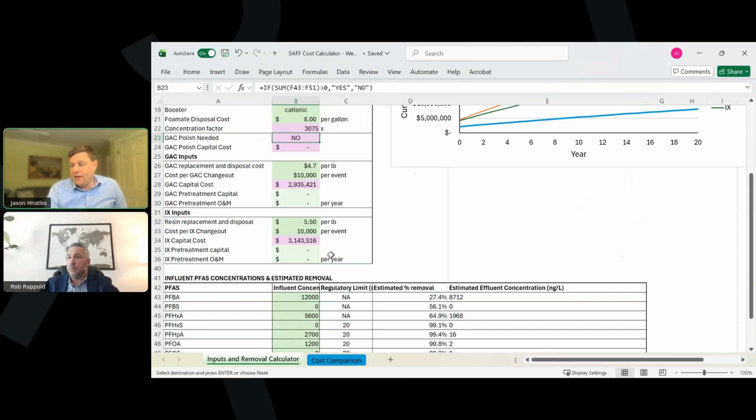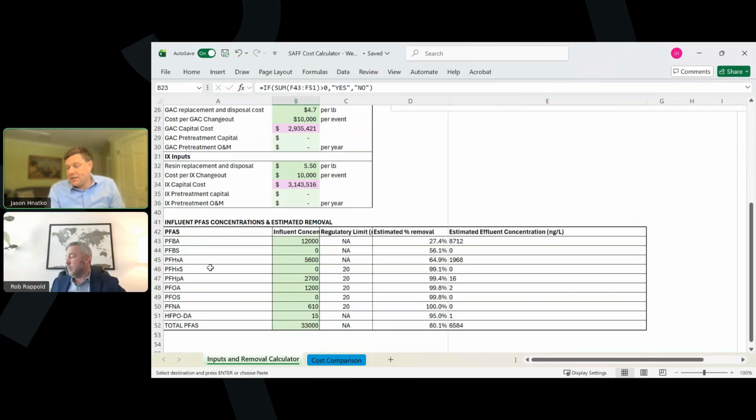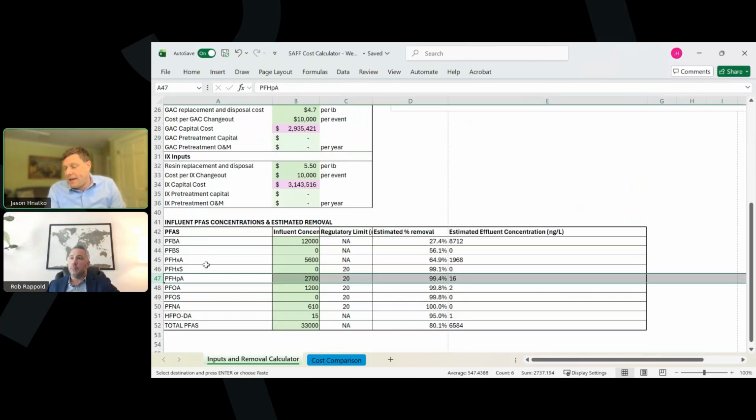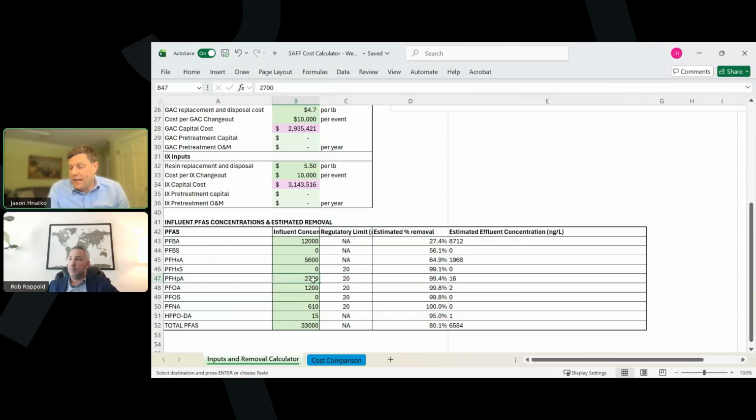And primarily, the driver for that is actually this PFHPA, which is very rarely going to be your driver for treatment. But in this case, because it's part of the Massachusetts regulatory limit, and it's at a pretty high starting concentration relative to the other PFAS, it's really the PFHPA removal rate that determines your cost, because that determines how much is going to need to be loaded onto the resin or the carbon.